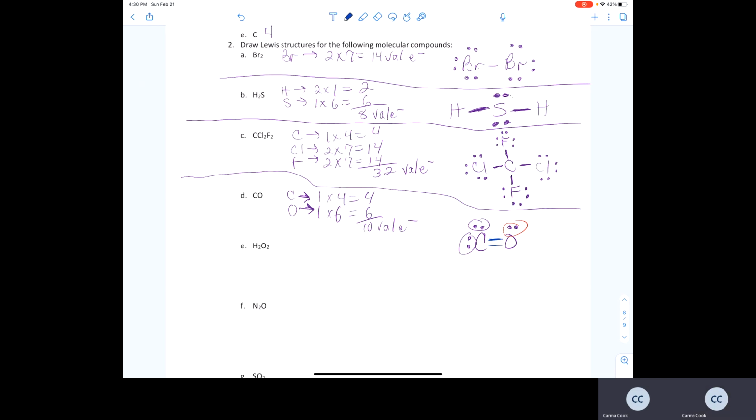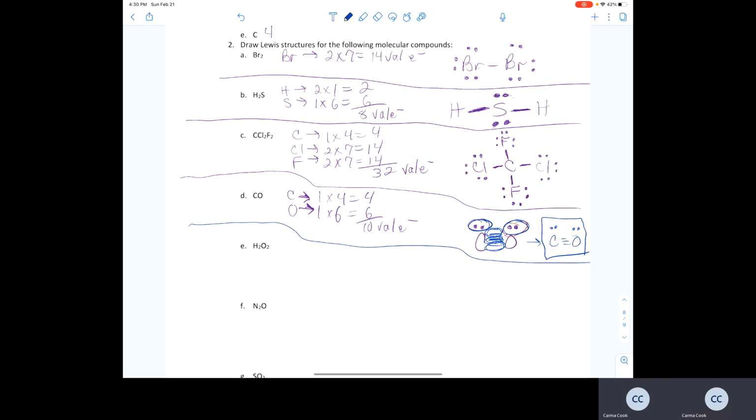But the oxygen is still not happy because it only has 2, 4, 6 around it instead of 8. So what do we do? We take another pair away from the carbon, which is happy, and then we put another single bond between the carbon and the oxygen, making a triple bond. Now both the carbon and oxygen are happy because they have 2, 4, 6, 8 around them. And there's the correct Lewis structure for carbon monoxide, CO.